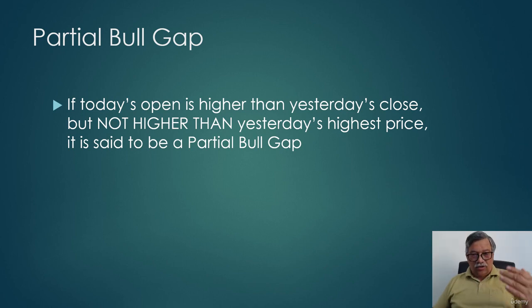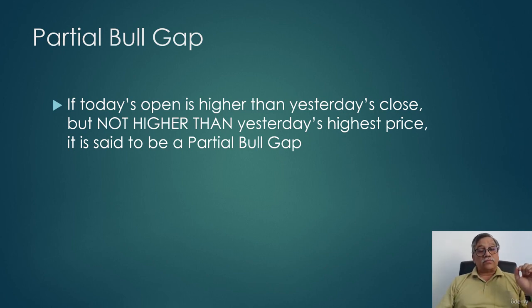So yesterday the close was somewhere. Today it has opened higher, but yesterday's high was further above that. There may be body or there may be the shadow above that. It's possible yesterday was a bearish candle and today it opened up. Or yesterday it was a bullish candle, but before the close Nifty came down a little, and now Nifty has opened above yesterday's close but below yesterday's high. Either way, it is called a partial bull gap. There is an overlap with yesterday's candle, in short.